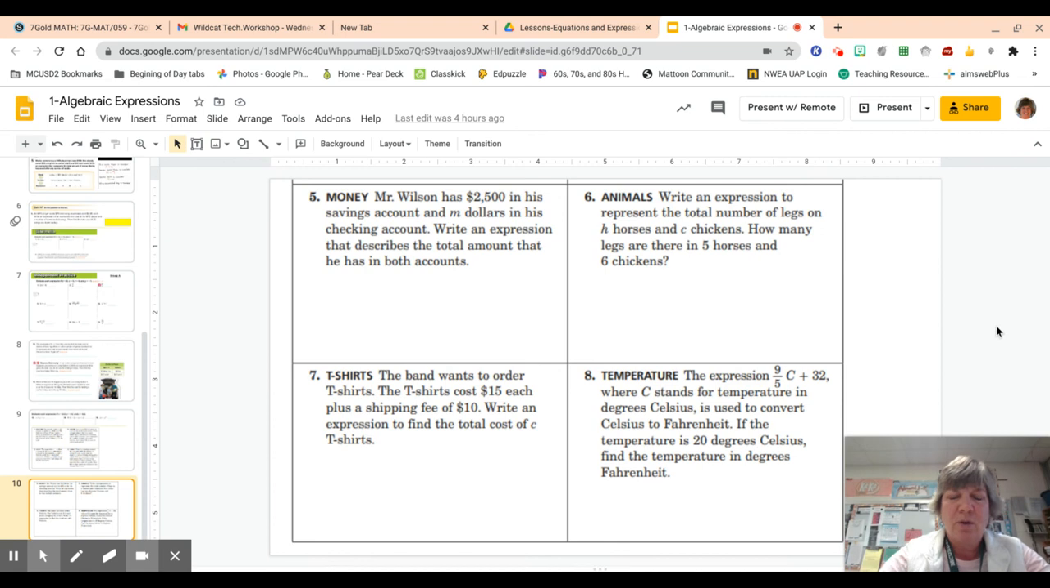Question 6. Write an expression to represent the total number of legs on H horses and C chickens. How many legs are there in 5 horses and 6 chickens? Well, horses have 4 legs. So 4 times the number of horses. Plus, chickens have 2 legs. So 2 times the number of chickens. And you will finish solving that problem at this time.